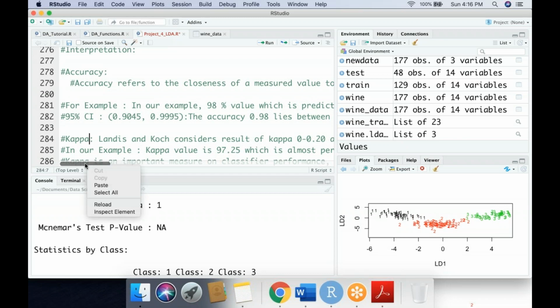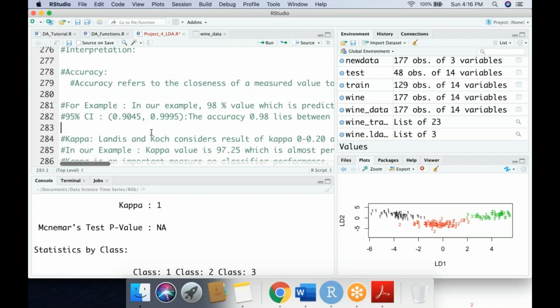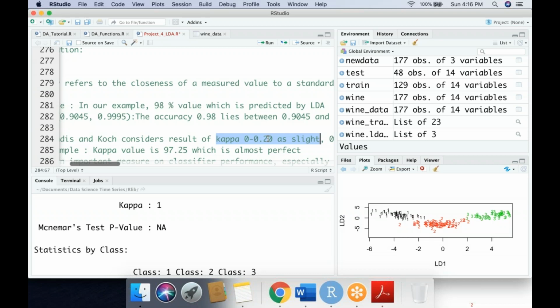If you want to understand more about kappa, I will send you an article, but you can also understand the various kappa levels. If the kappa value is 0 to 20%, that means there is a slight agreement. It basically talks about the agreement.